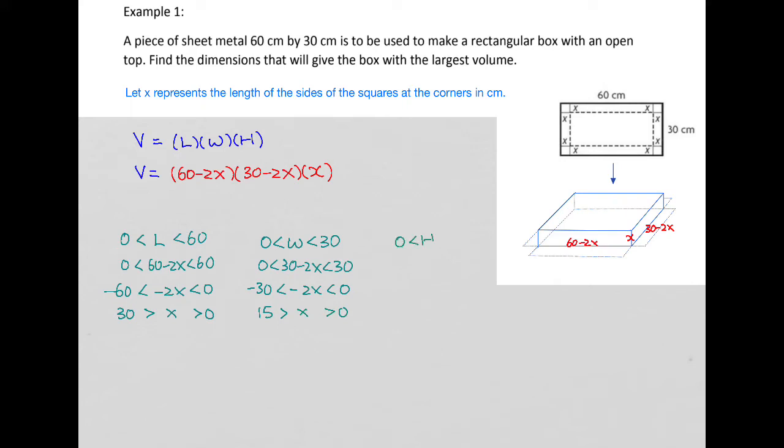And we know the height must be greater than 0. That means x must be greater than 0. Since we have to satisfy all the conditions, therefore we can say our domain will be 0 less than x less than 15.